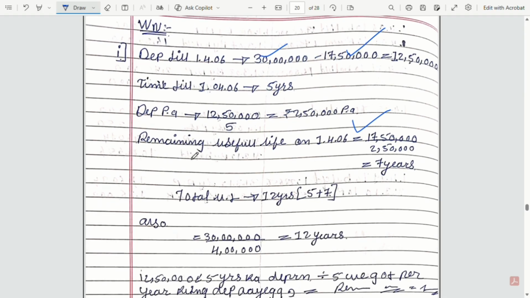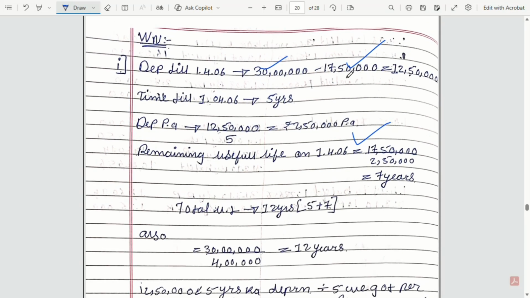अभी हमें रिमेनिंग यूजफुल लाइफ पता करनी है, तो वो कैसे करेंगे? देखो अभी ये जो 17,50,000 है वो बैलेंस है एज ऑन 1st April 2006. अगर उसको डिवाइड कर देंगे बाय द डेप्रिसिएशन पर एनम तो हमें मिल जाएगा 7 years. तो ऑलरेडी 5 साल हो गया था और इसको अगर 7 years को ऐड करेंगे तो हमें टोटल यूजफुल लाइफ मिल जाएगा 12 years.